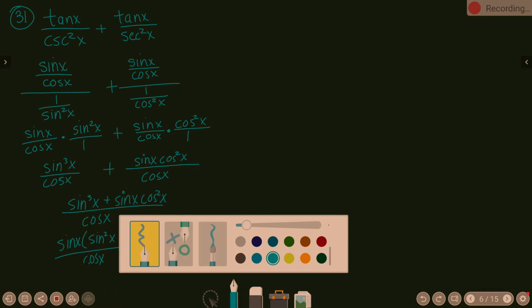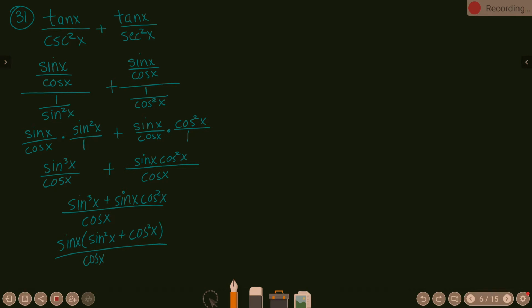Sine squared x plus cosine squared x equals 1 from your formulas. Do we see it? So you've got sine x times 1 over sine x cosine x, and sine squared x plus cosine squared x, we know that to just be 1.